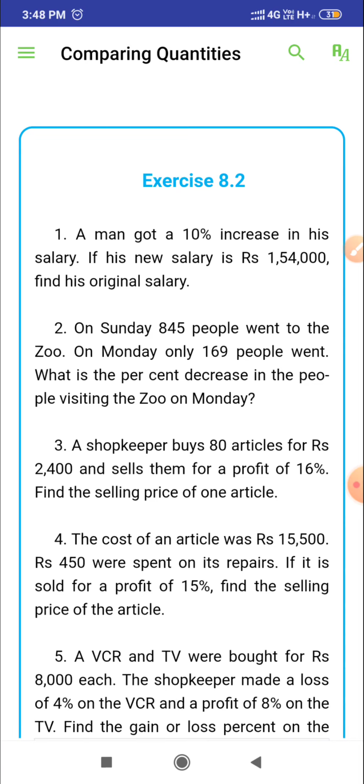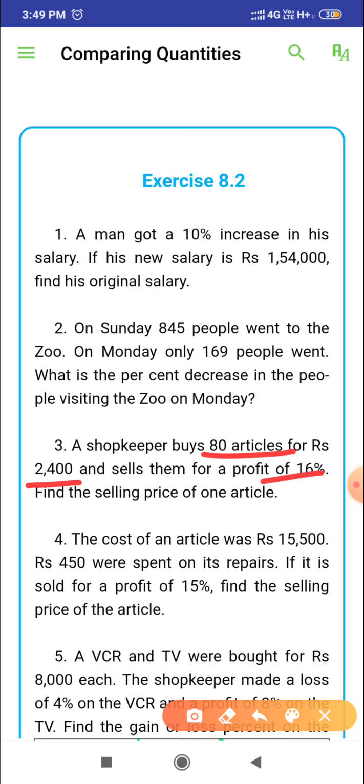So in this question it is given that the shopkeeper buys 80 articles. Here 2400 is the price of the 80 articles. It is the CP, cost price of the 80 articles, and he sold them at a profit of 16%, and we have to find out the value of only one article. So first we write all the information that is given in this question.